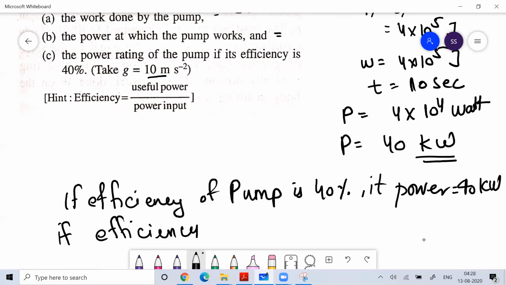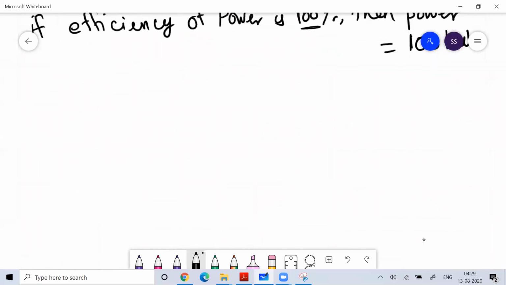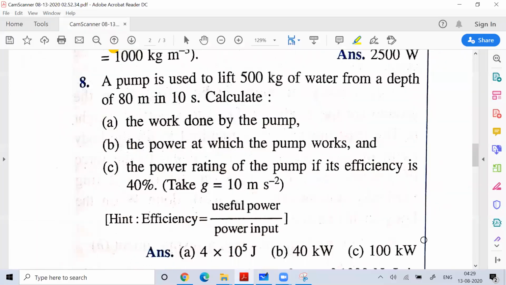So they're expecting you to calculate what would be the power if the efficiency of the pump is 100%. At 40%, it is generating a power of 40 kilowatt. At 100%, it will generate a power of 100 kilowatt. Simple. Fine. Then next problem.